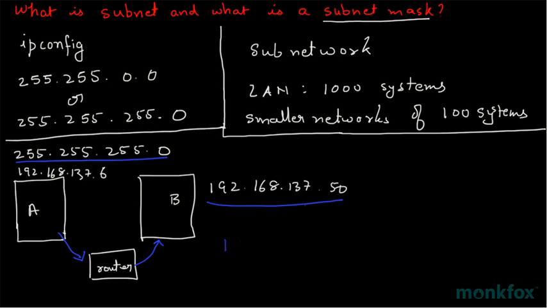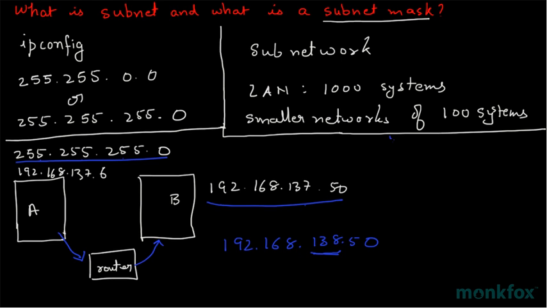If this address had been 192.168.138.50, the router would have easily figured out, since the subnet mask was 255.255.255.0, that the third part is different from the source address. The source address was 192.168.137 and this one is 192.168.138. So the third part is different, which means this particular packet is not addressed to a machine in the same network.